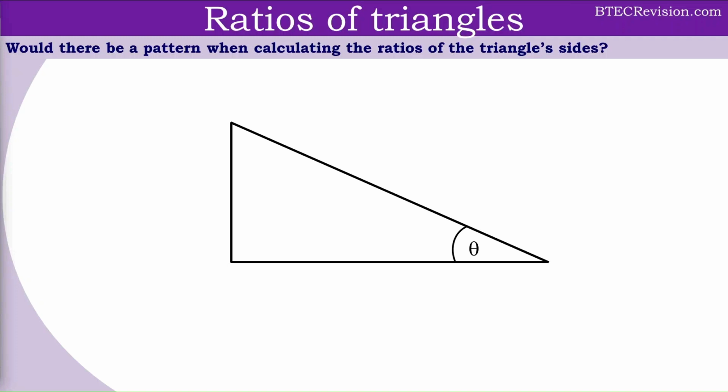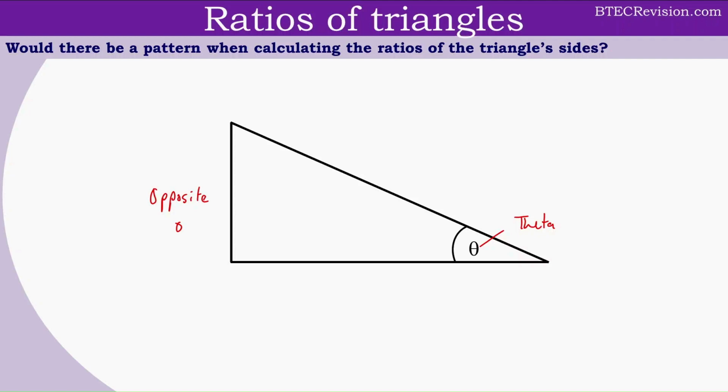Would there be a pattern when calculating the ratios of the triangle's sides? Let's start by labeling the triangle. Here we have the Greek letter called theta, and this is measuring the angle. Opposite the angle, we have the side called opposite. This can be abbreviated to the letter O.